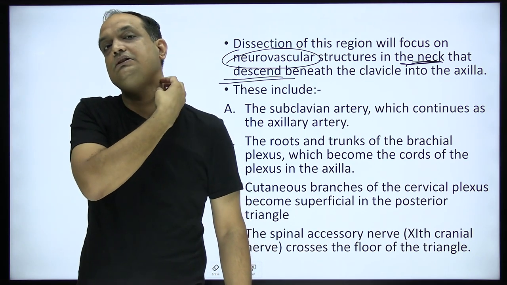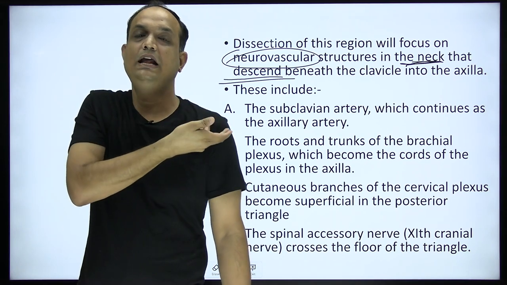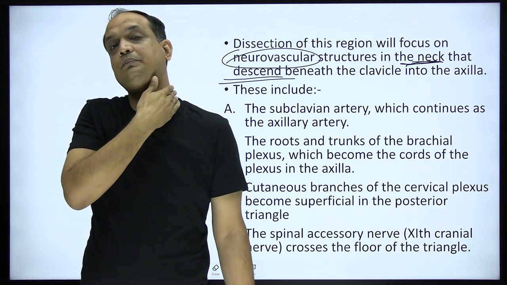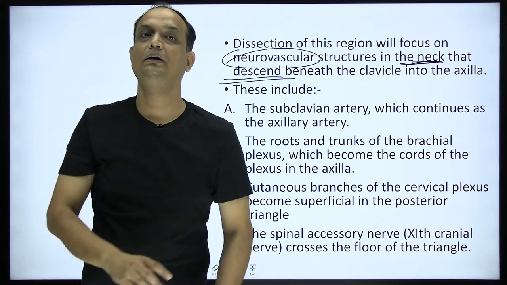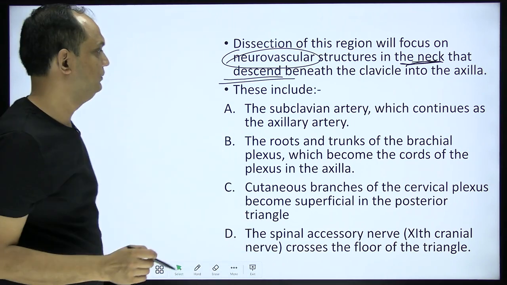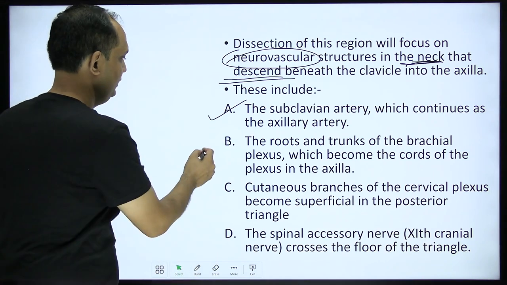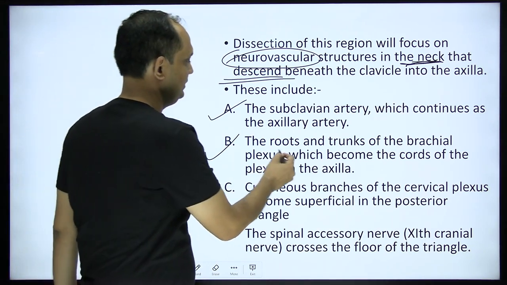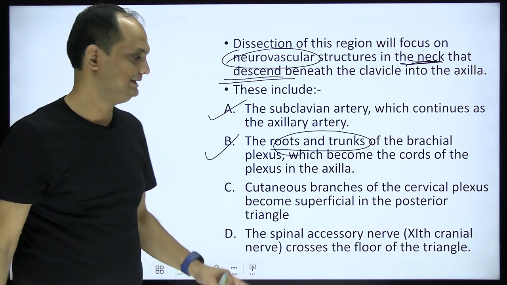So the nerves that come out from the neck, and the arteries from the heart that pass through the root of the neck, they all pass here, and that's why we are reading the posterior triangle, because it is a very important source of structures entering your upper limb. So what are we going to discuss in detail? Subclavian artery and its branches. We are going to read the upper part of the brachial plexus, that means the roots and trunks of the brachial plexus, which become the cords when you reach the axilla.